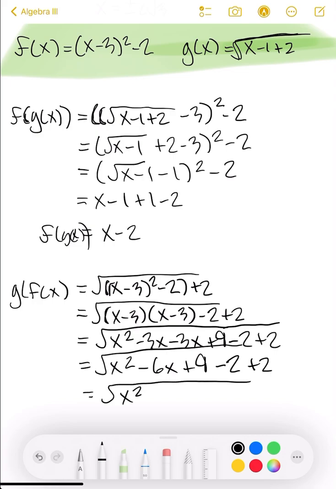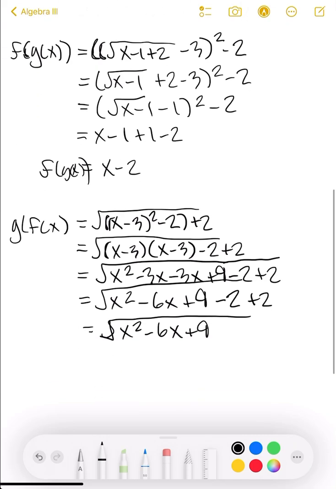I like to do this separately because it helps me make sure that I got everything right. 9 minus 2 is 7, and then 7 plus 2 is 9. So essentially you can do it either way. Negative 2 and positive 2 would cancel out each other, but it would also make that number the same. So this would be the answer. So these are the answers for both.